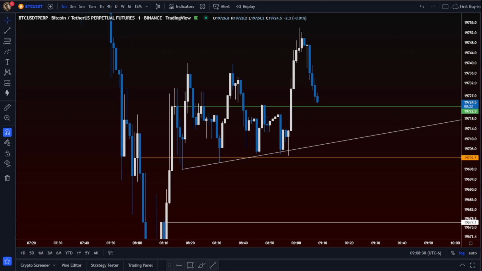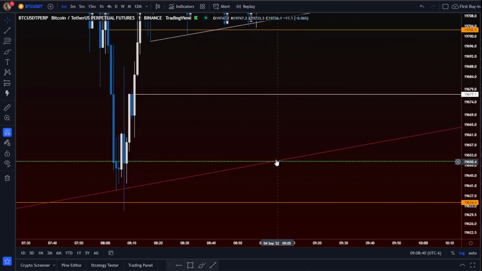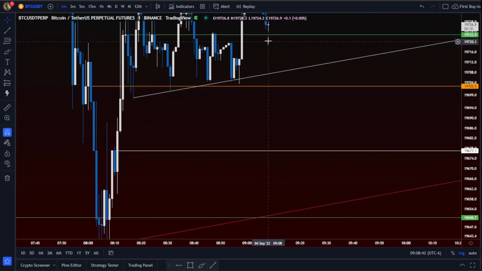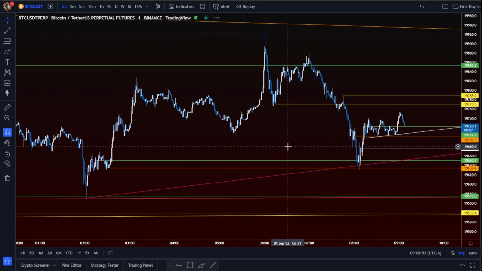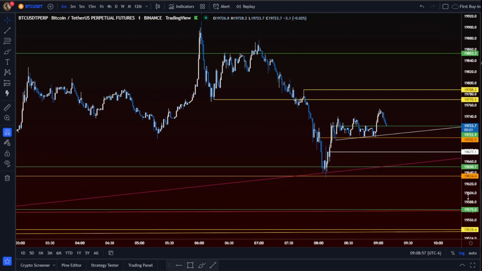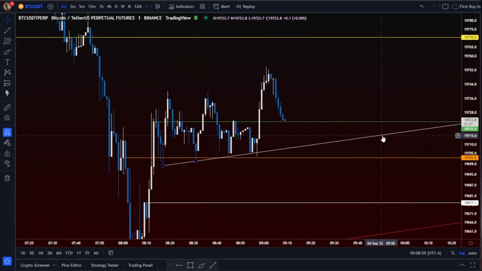Still looking at that lower part of the move. Come on, Bitcoin. Uptrend is good. The red downtrend. This guy here. Okay, Bitcoin, come on. What are you doing?